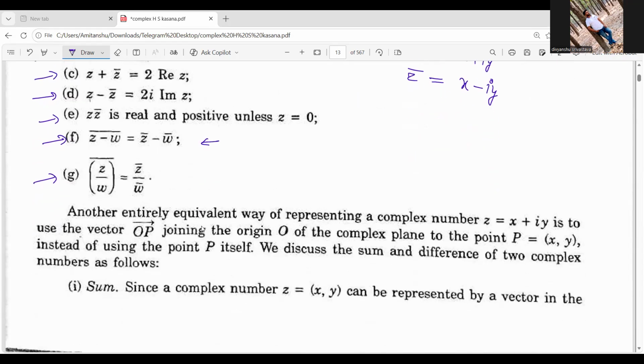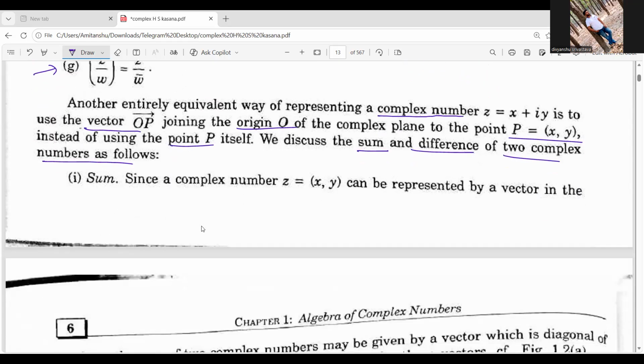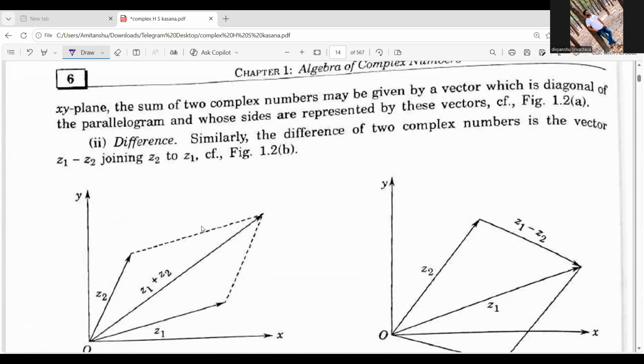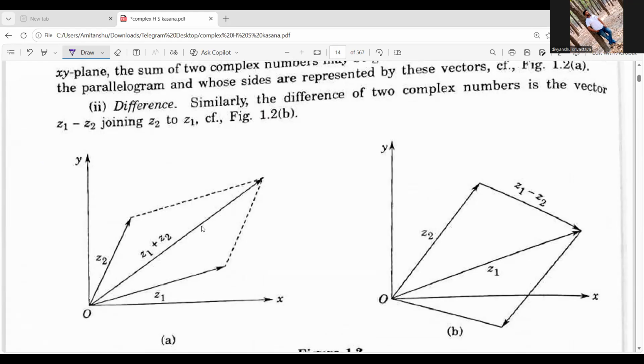So these are entirely equivalent ways of representing a complex number. z is equal to x plus iota y is used as the vector joining the origin O and the complex plane point P equal to x comma y, instead of using the point P itself. So we discussed the sum and difference of two complex numbers as well. For the sum, the complex number z equal to x comma y is represented by vectors. These are the basic diagrams. Here is your section, where we may say something about vectors and modulus.